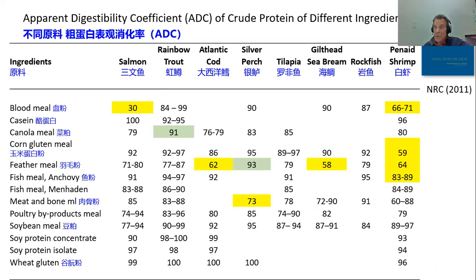The NRC in 2011, the committee that was on, did a compilation of the information on apparent digestibility of protein of different feed ingredients in different species. And you can see I've highlighted in yellow values that I find questionable. You can see there's quite a few questionable values. Why would blood meal be 30% digestible in salmon and 84 or 89 or 99% in rainbow trout? Why would it be 66 to 71%?